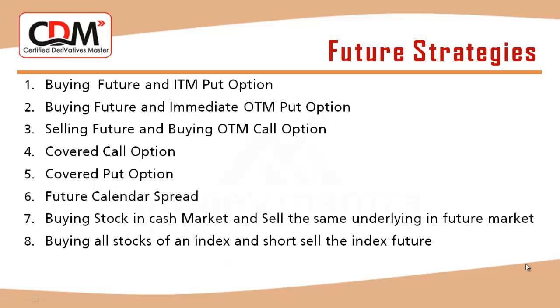Our next topic is future strategies. These are the strategies in futures we are going to discuss in this module. First is buying future and buying an ITM put option. Third is selling future and buying an OTM call option. Fourth is the covered call option. Fifth is the covered put option. Then the future calendar spread strategy, buying stock in the cash market and selling the same underlying in the future market, which we also call an arbitrage opportunity. And buying all stocks of an index and short selling the index future. So these are the 8 types of future strategies which we can make with the help of options and futures. Let's work out how we can use them effectively for our trading.